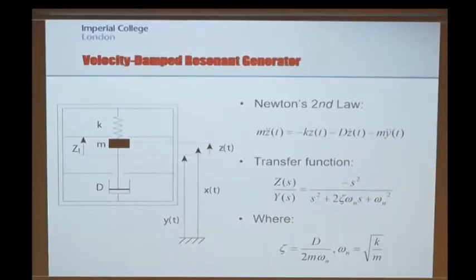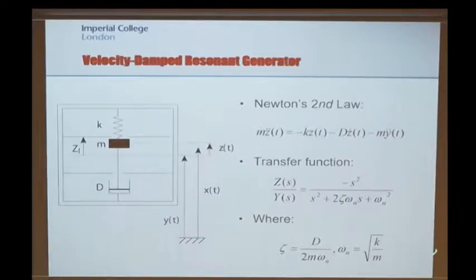If you write down a differential equation for the movement of the mass inside this frame here, assuming that we've got a frame which is excited through this y of t, we've got a relative movement between the mass and the frame of z of t, then we can write down here m z double dot is minus kz minus d z dot minus m y double dot. You take Laplace transforms of this and you get a transfer function between z and y, in terms here now of the resonant frequency of the structure, omega n, and the damping factor, zeta.